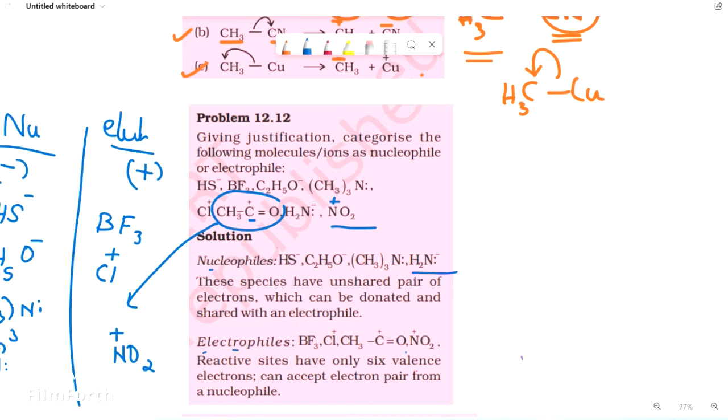Okay. What is the reason? All nucleophiles will have either a negative charge or an unshared pair of electrons, which we call a lone pair. That's why they are nucleophiles. Why are these all electrophiles? They will have a positive charge or they are electron deficient species like boron or aluminum, etc.